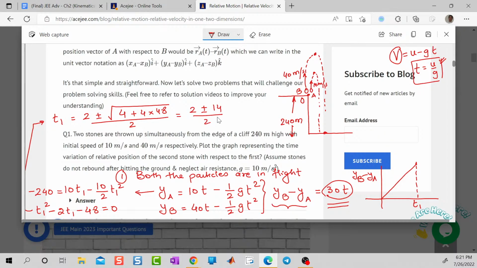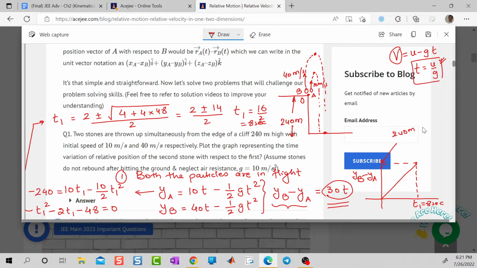That will be meaningless. What it would mean is that even before you actually launched it, it hit it 14 seconds or whatever prior to that, or 6 seconds prior to that, right? So that is an invalid solution, unacceptable solution. So what is the acceptable solution? 16 by 2, that is 8 seconds. This is 8 seconds. And what is that maximum? Well, 30 into 8, so that is 240 meters. So this is 240 meters.